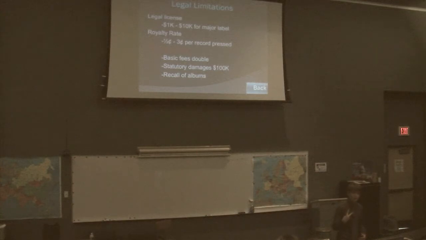So there are two ways to pay for a sample now. There's a legal license, and then there's doing it through the royalty rate. A legal license can cost anywhere from $1,000 to $10,000 if you're paying for a major label, but if you're paying by the royalty rate, it costs half a cent to 3 cents for every record that you press with that sampled song on it. So if you have like 8 samples per song on however many songs you want on your record, and if you're pressing 1 million copies of that record, you're going to end up paying tons and tons of money.